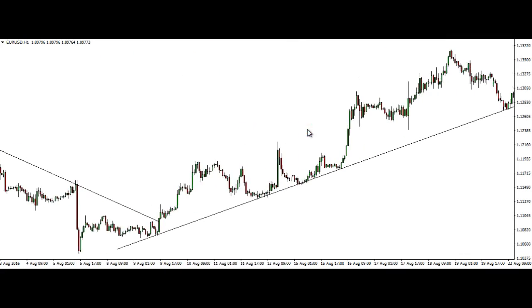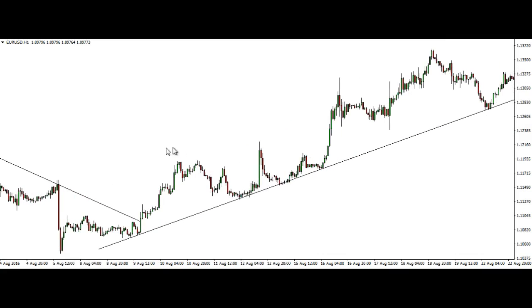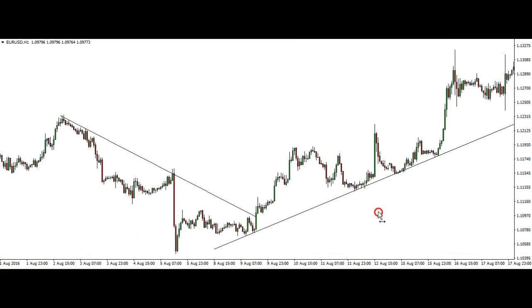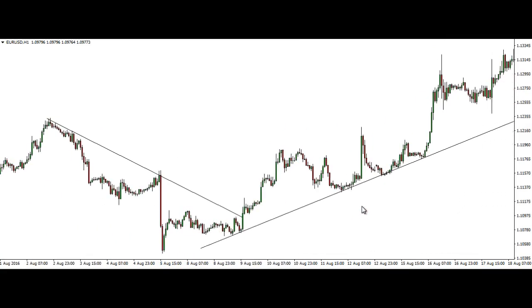Basically, that's how you trade trend lines. You wait for price to retrace to them, and you buy near the trend line with a stop behind the trend line.